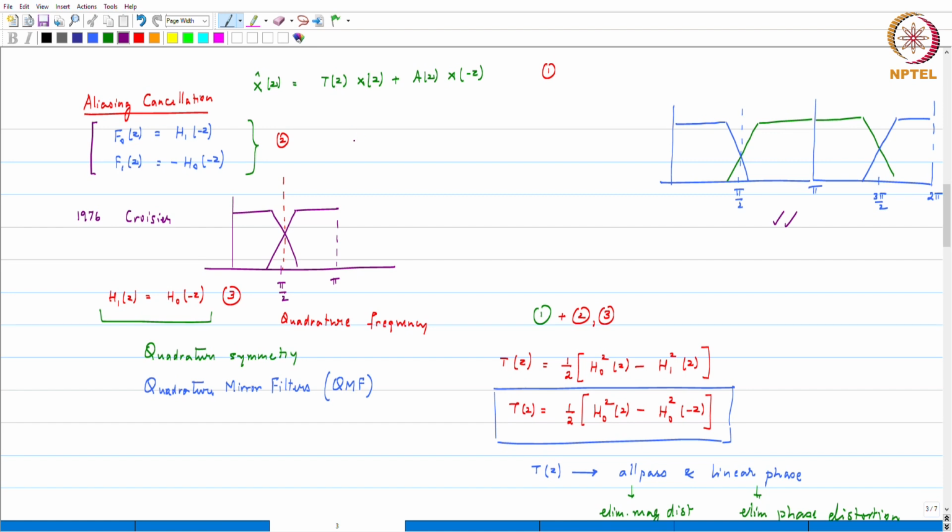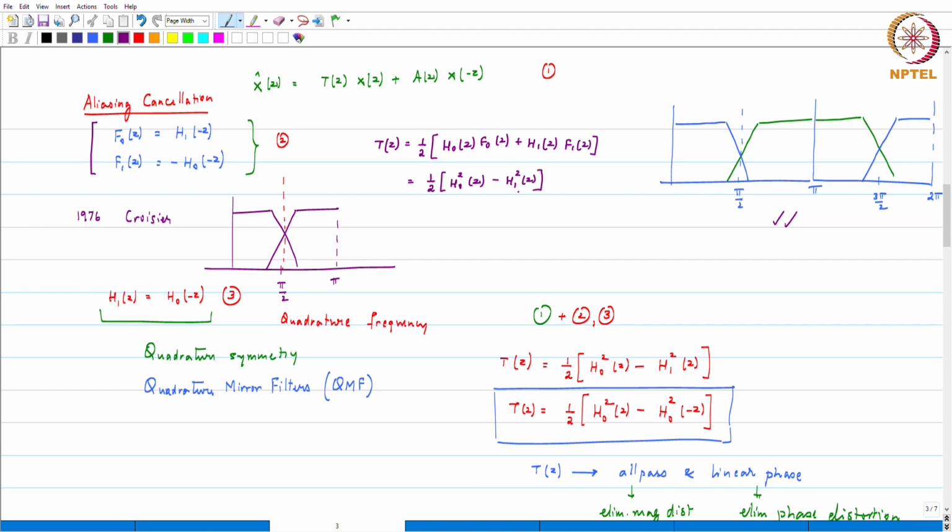So just for completeness, let me write down the expression for T of z. If aliasing is cancelled, we are left with T of z equal to 1/2 of H0 of z F0 of z plus H1 of z F1 of z. Applying the constraints that we have shown for the aliasing cancellation, this will become equal to H0 squared of z minus H1 squared of z.